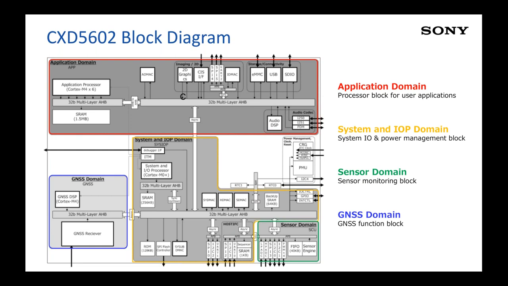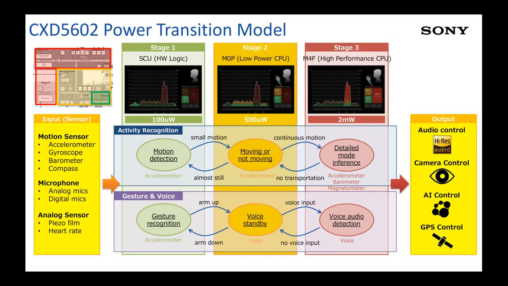Another good way to explain this is if I show you the power transition, how it happens from one stage to another, and I'm highlighting the amount of power that I'm using. Ignore the middle blocks. Just look at the two yellow ones on the side. And in the top corner, I am highlighting the different blocks that we have at the block level, the green and yellow and all of those that I talked about. In the yellow one on the right side, you get all of your inputs. This input can be a motion sensor, a microphone, or an analog sensor.